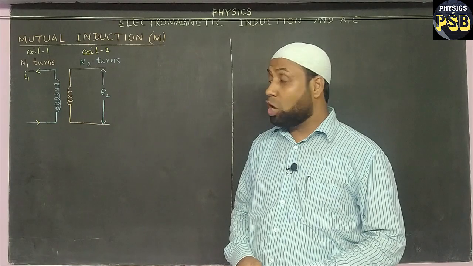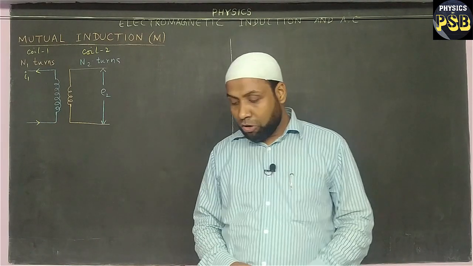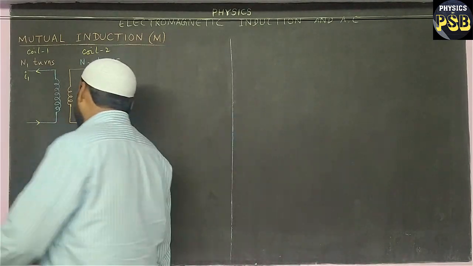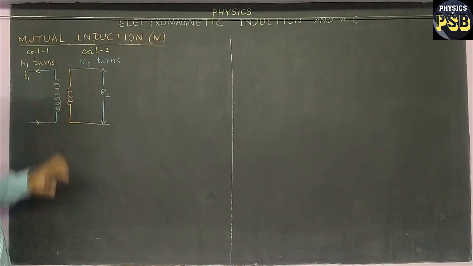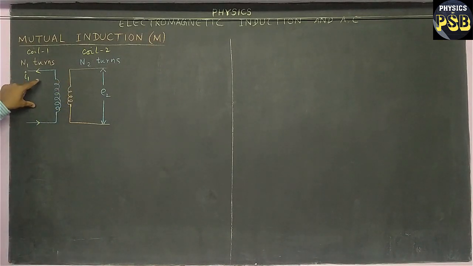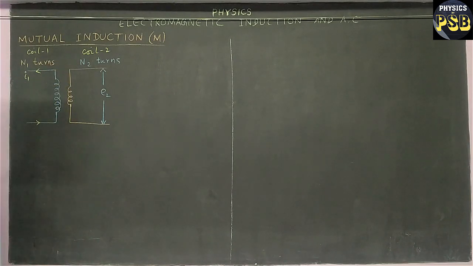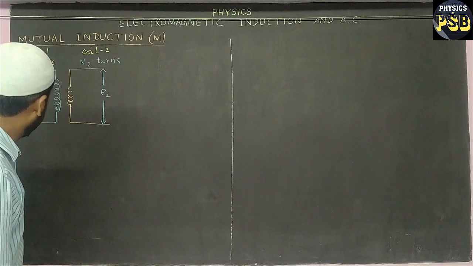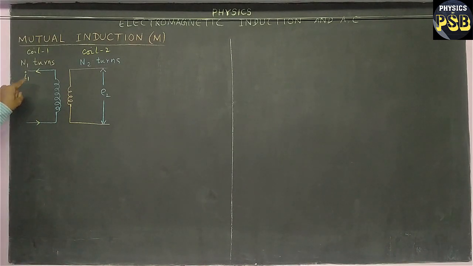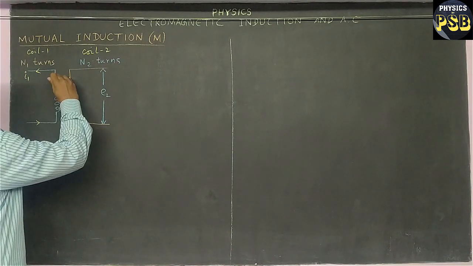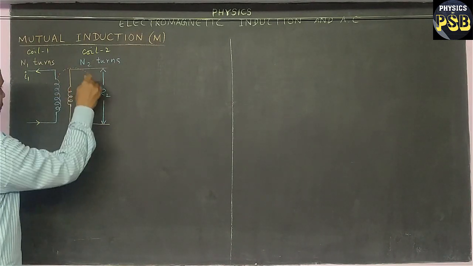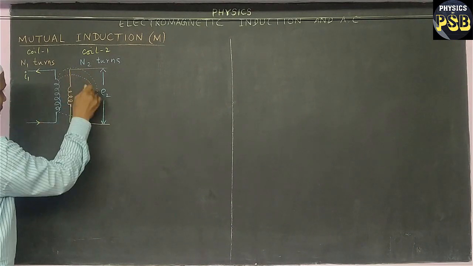Let me elaborate the concept of mutual induction. For that, I consider two coils. Here, the first coil has N1 number of turns and the second coil has N2 number of turns. Suppose I pass the current I1 through the first coil, then it will produce a magnetic field. That magnetic field will have magnetic field lines as shown here.